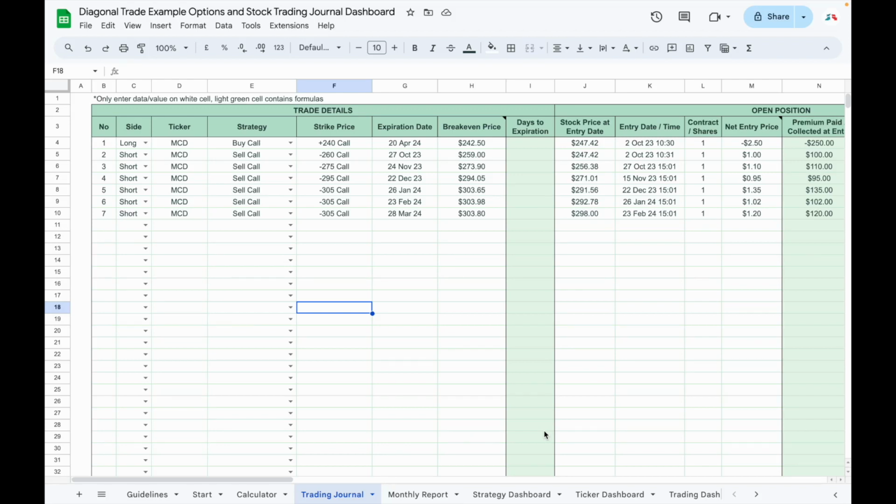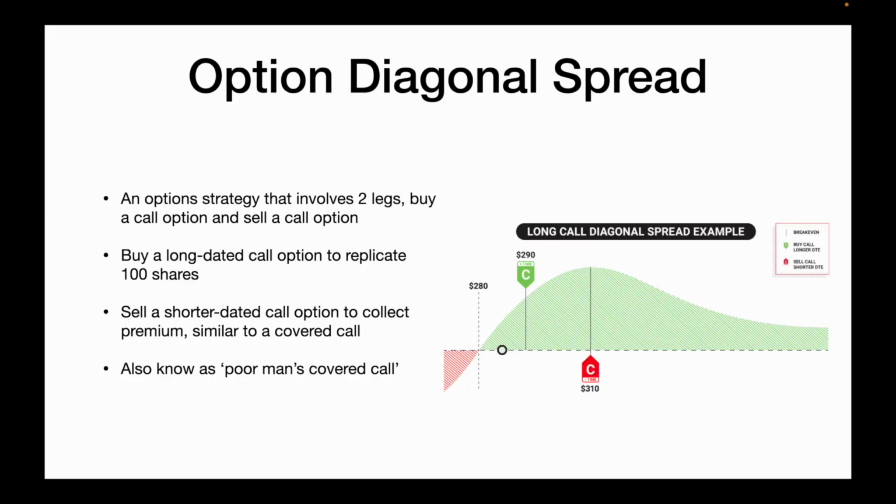This versatile tool is designed to monitor various option strategies, including the popular wheel strategy, single leg options, and multi-leg options. But first, let's quickly discuss what a diagonal spread is for those unfamiliar with this strategy.